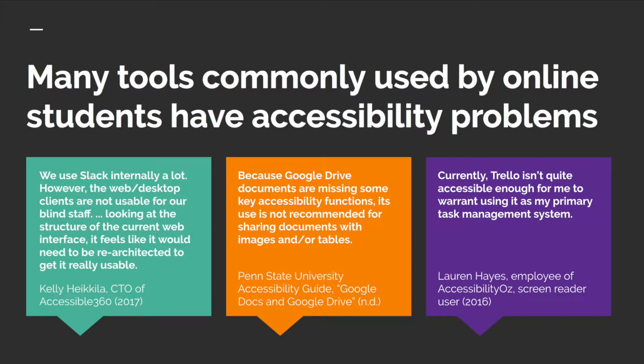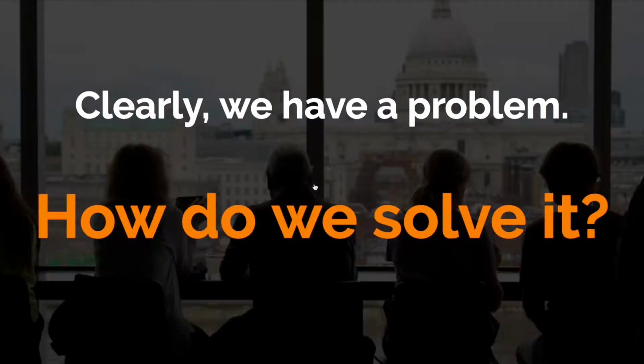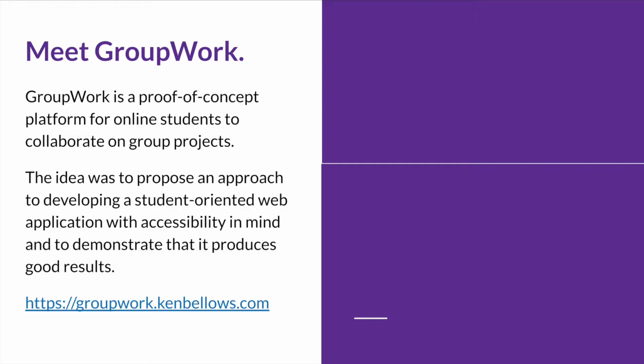Some of the tools most commonly used by students in online programs have significant accessibility problems. Here we have 3 different quotes describing the accessibility problems seen in 3 very popular web applications that are used by students in online programs all the time, including Slack, which we use at Georgia Tech, Google Drive, which I think most people use, and Trello, which is a popular task management software. So clearly we have this problem. So how do we go about fixing it?